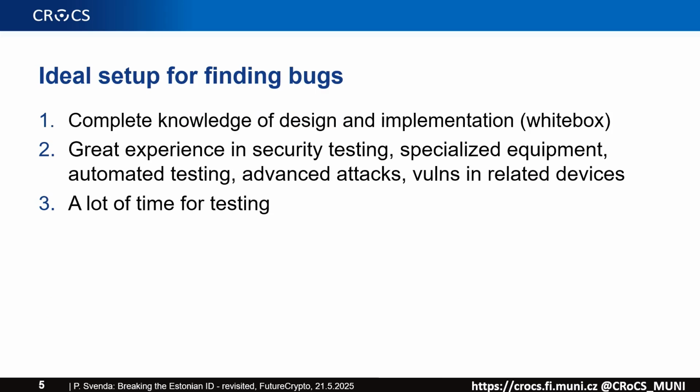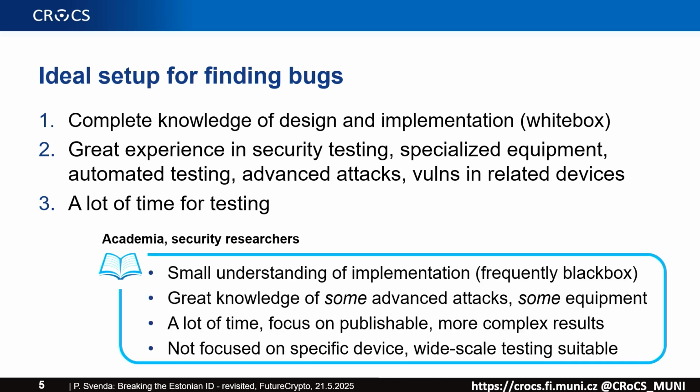What would be the ideal setup for finding bugs? First, perfect knowledge of design and implementation, so basically white box testing. That's great. Also, you need competent people, equipment, all these things, knowledge in testing. And you need to have a lot of time for that. Okay, so where do academia, let's say independent researchers, fit into this? We are definitely not the perfect case for this because we have little understanding.